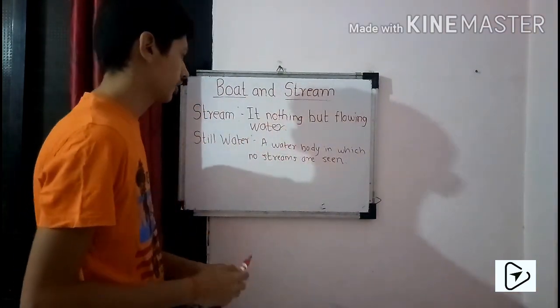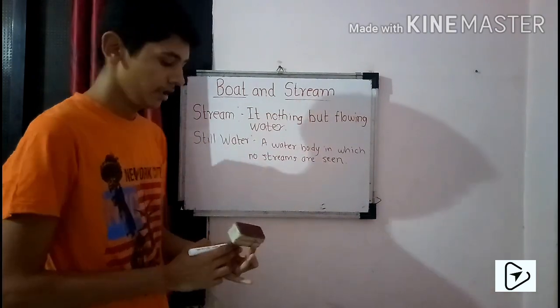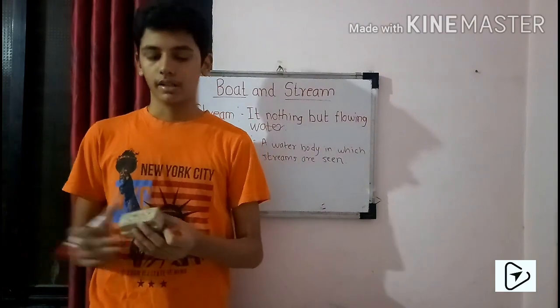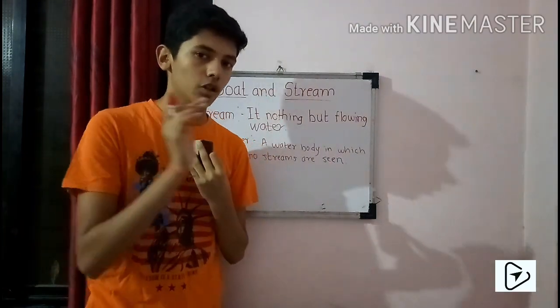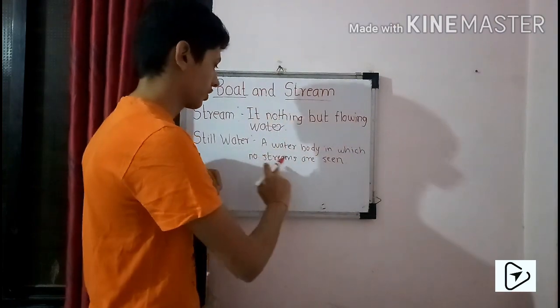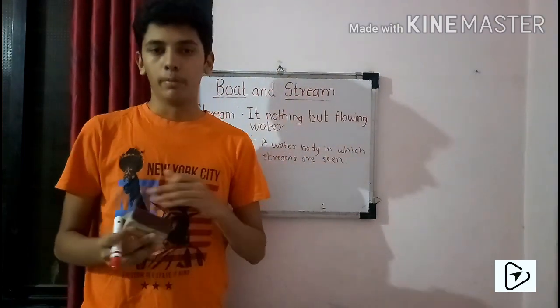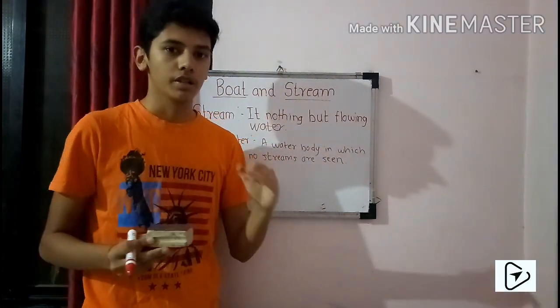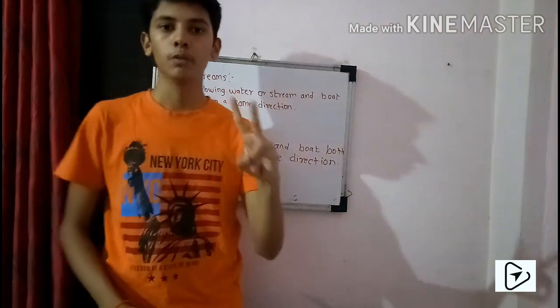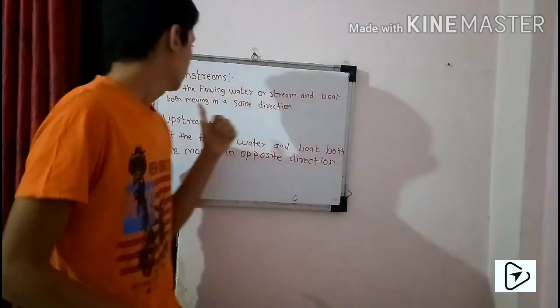First we will see streams. What are streams? It is nothing but flowing water. Let us assume that the water is moving from right to left. This movement of water is called a stream. A still water body is one in which no streams or movement of water are seen. Such water bodies are called still waters. Moving forward, we are going to learn the two most important cases in this topic: downstream and upstream.